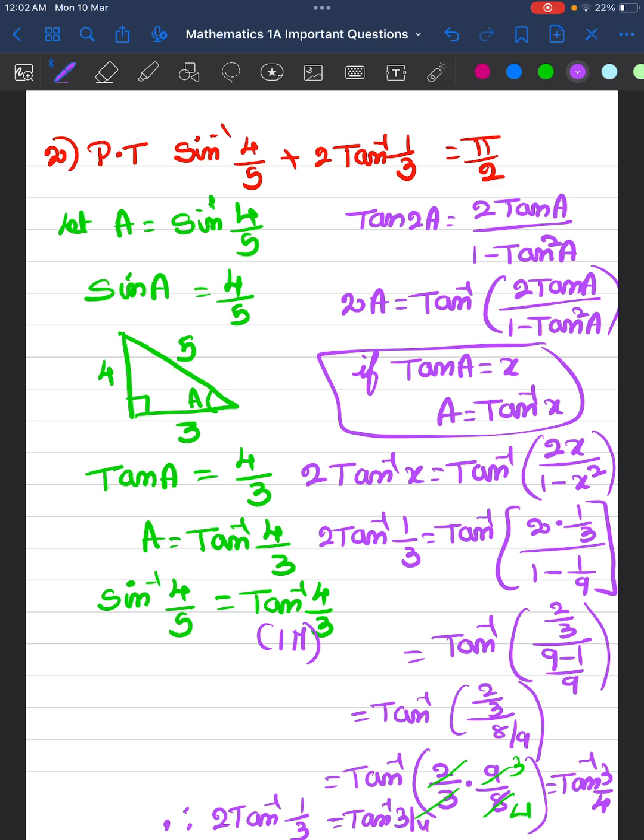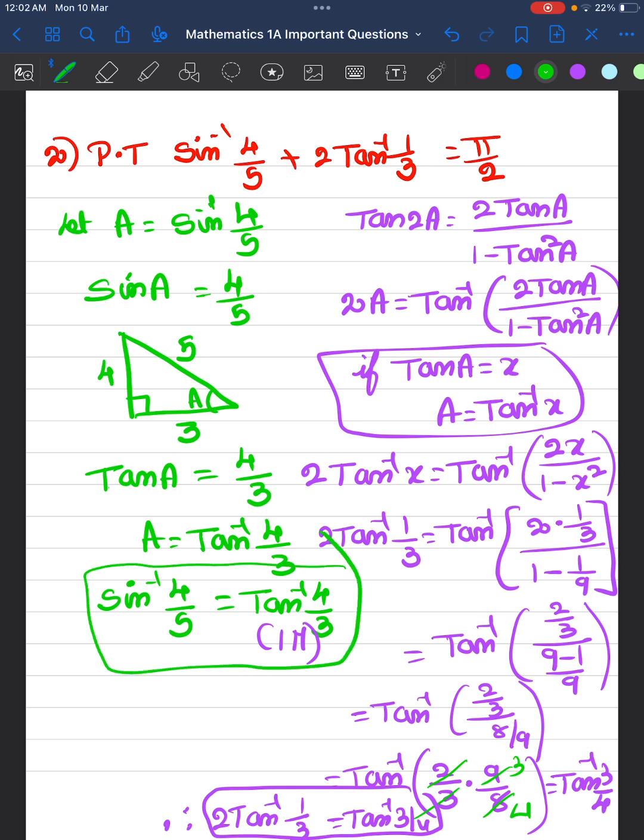Okay? So, if you take sin inverse 4 by 5 as tan inverse 4 by 3, you are getting 1 mark here. And again 2 tan inverse 1 by 3 as tan inverse 3 by 4. Again for this simplification, you are getting 1 more mark.